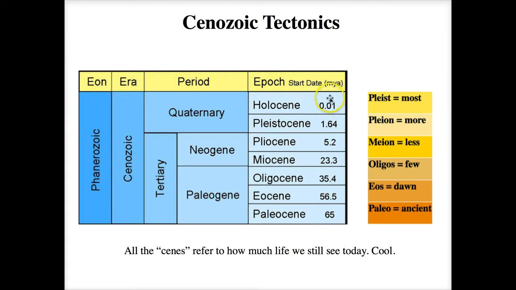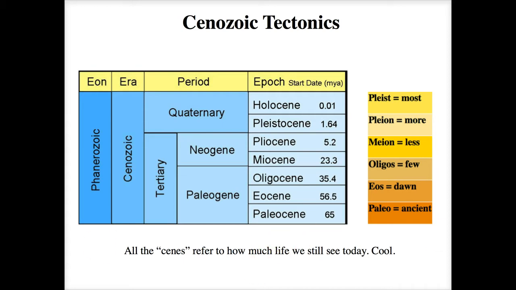And then here are the million years ago that they start. So the Holocene started 10,000 years ago at the end of the Ice Age. Ice Age, more or less 2 million years ago, right? Start of the Pleistocene. And I mentioned down here all of the scenes here of the epochs, right, refer to how much life we still see today.